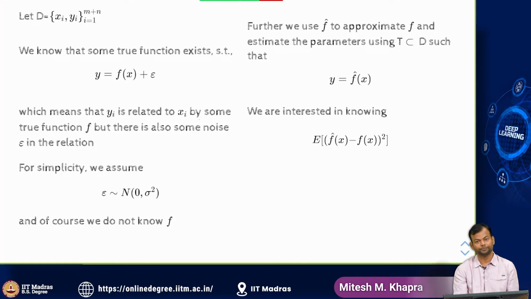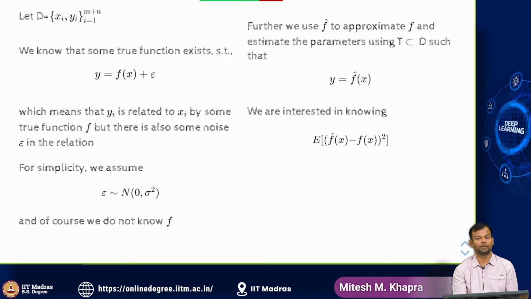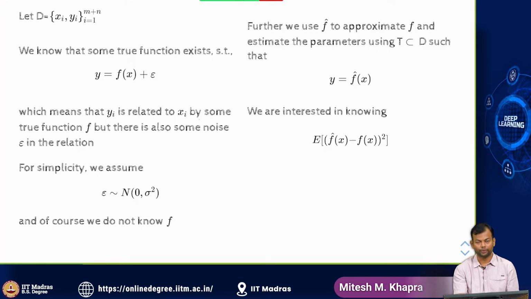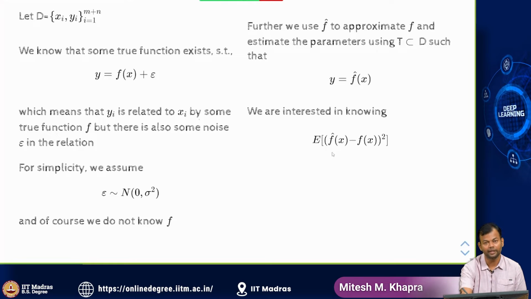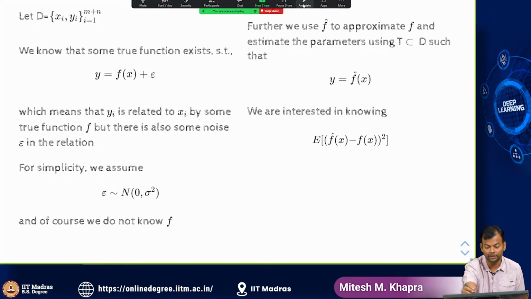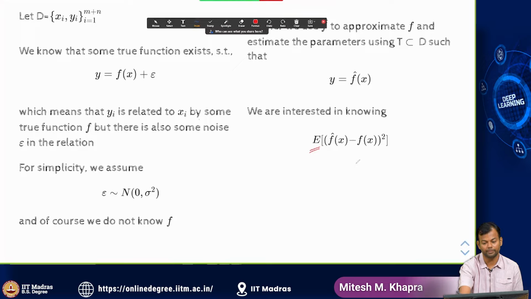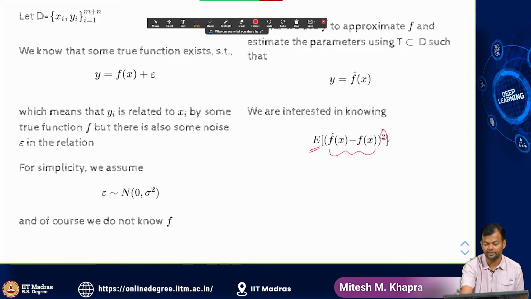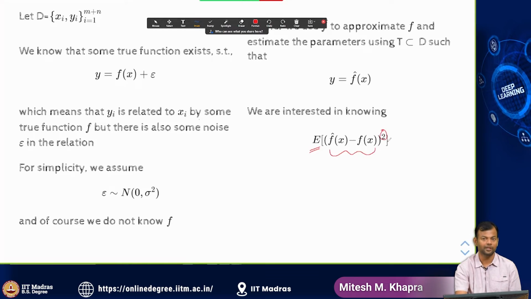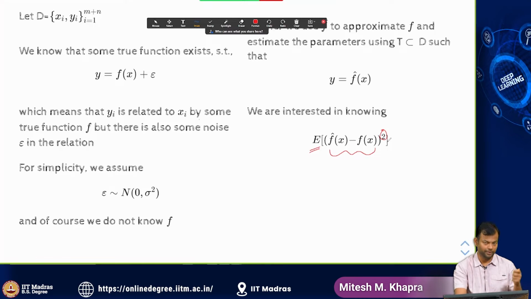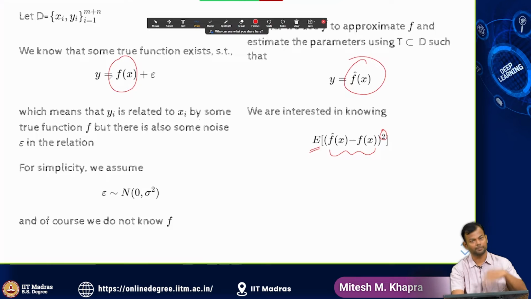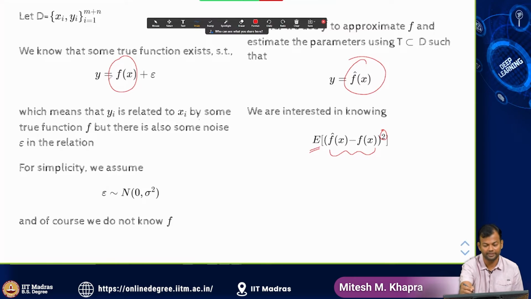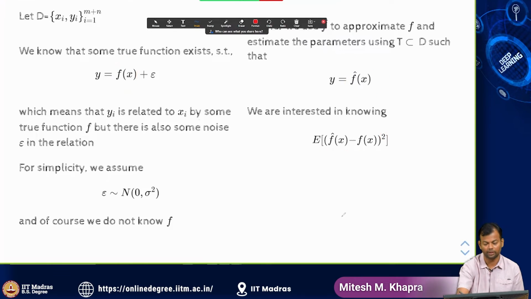So we are interested in knowing the expected value of (f hat of x minus f of x) the whole square. So this is the mean square error indeed. Here expectation stands for the mean, this is the error, this is the square of the error, so this is the mean square error. Simply put, the square of the difference between the predicted value from our approximation and the true value, and this expectation computed over a large number of samples. That's what we are interested in estimating.